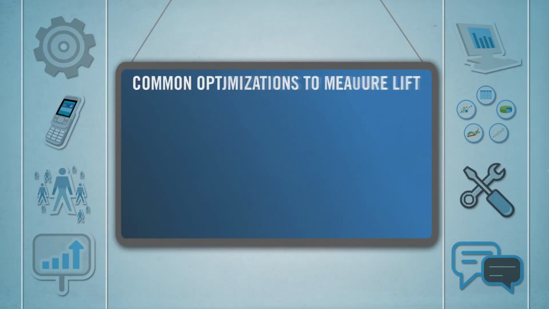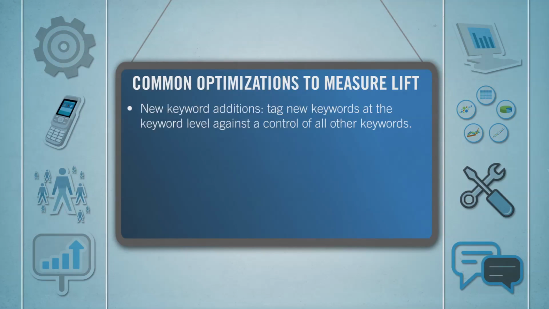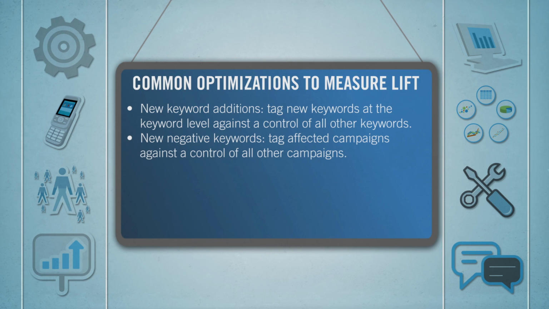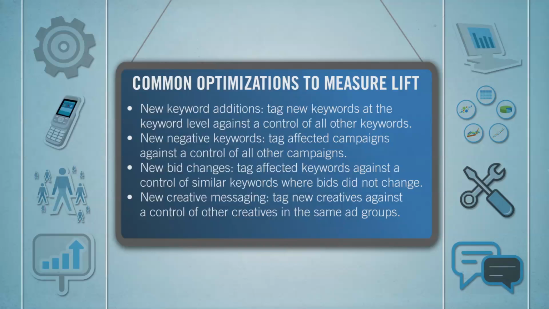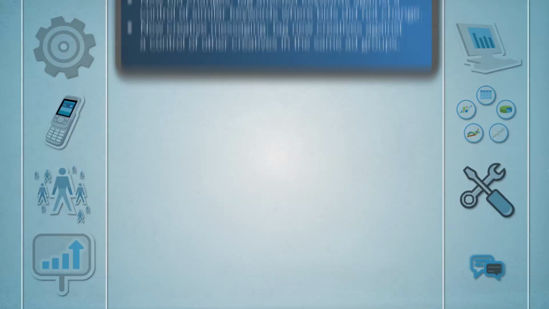Dimensions can be used for test versus control measurement in many test types. Other common optimizations include new keyword additions: tag new keywords at the keyword level against a control of all other keywords. New negative keywords: tag affected campaigns against a control of all other campaigns. New bid changes: tag affected keywords against a control of similar keywords where bids did not change. New creative messaging: tag new creatives against a control of other creatives in the same ad groups.